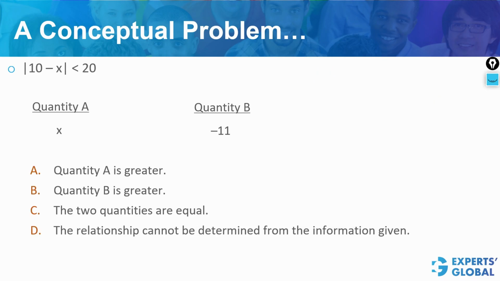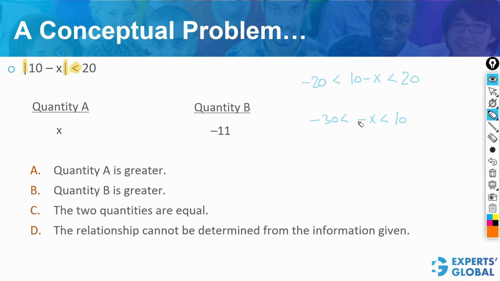Please pause the video and solve this problem. We have a less than sign here. Therefore, when we open the modulus, the term between the modulus would lie between 20 and its negative, which is minus 20. This expression simplifies to this expression, and once again, to remove this minus sign, we need to multiply the complete inequality by minus 1, and this is what we get.